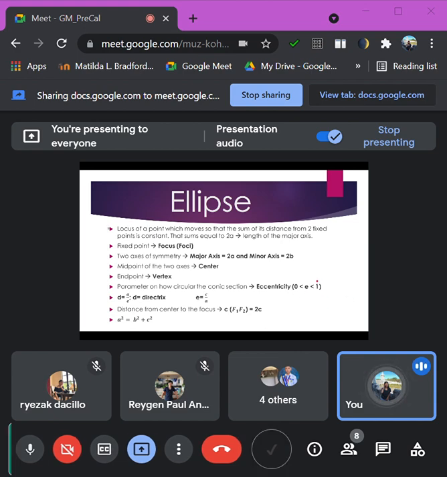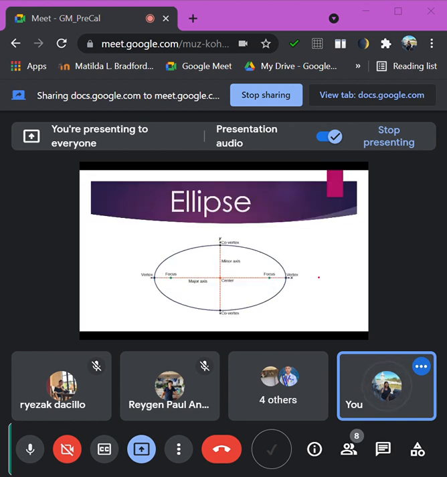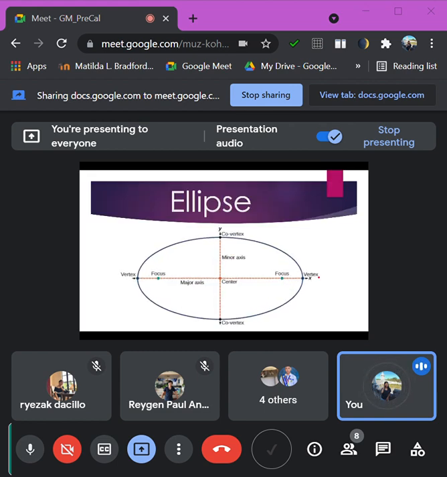So, mao din ni siya atong parabola class. This is what we call our parabola. So, we have here, di ba, nag-start man ta sa focus ato. So, mao ni siya atong focus. Duha atong focus. We have the foci 1, the focus 1 or f sub 1 and then f sub 2. Okay? And then this is our center.